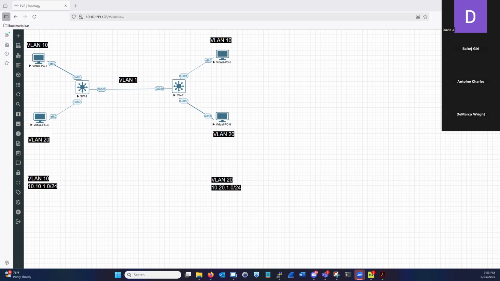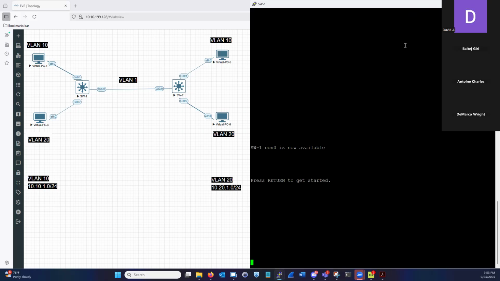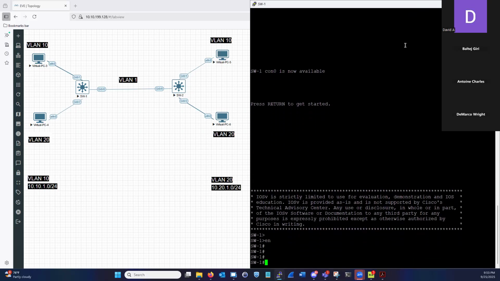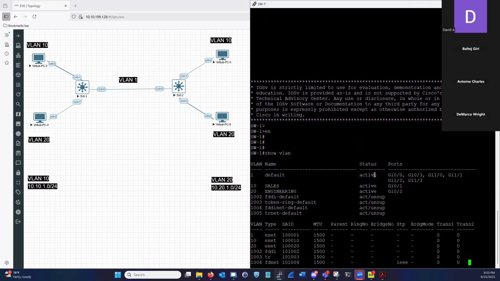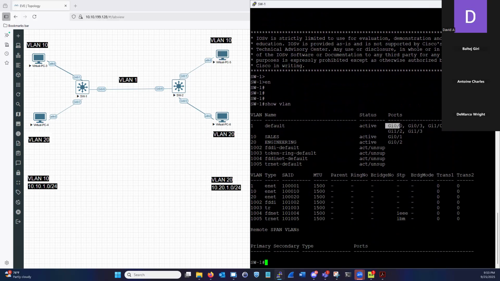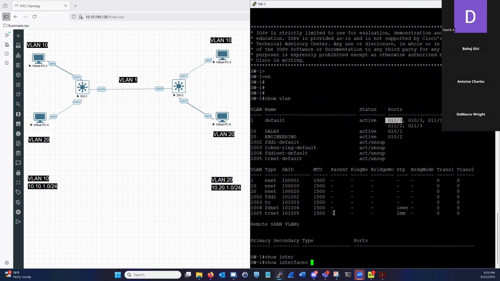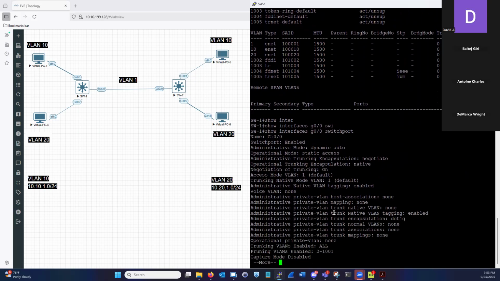Let's check our switch one. So we're going to log in to switch one and do a show VLAN. It shows us that this interconnection is assigned to VLAN one, no other VLAN. Let's do some other checks. We do a show interface gigabit 0/0 switchport.